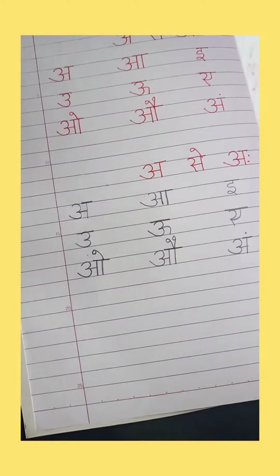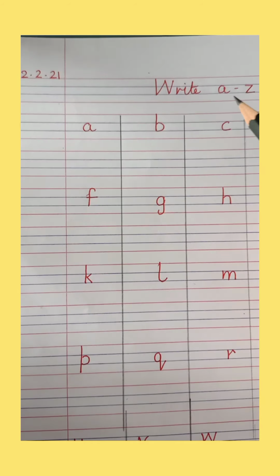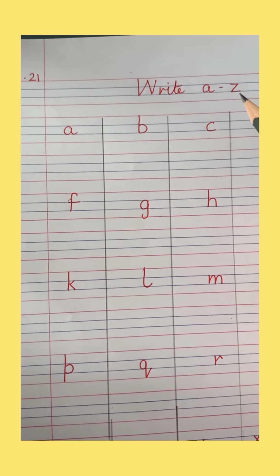But before starting the work, can you tell me today's date? What is the date today? 2.2.21. That means why are we using this 2? That day also ma'am told you, because this is the second month. And what is the name of the second month? February. Okay. Before this, children, we were writing 1 over here. That was for January. Okay. So today is 2nd of February 21. 2.2.21. Right. And we are going to write small A to Z.